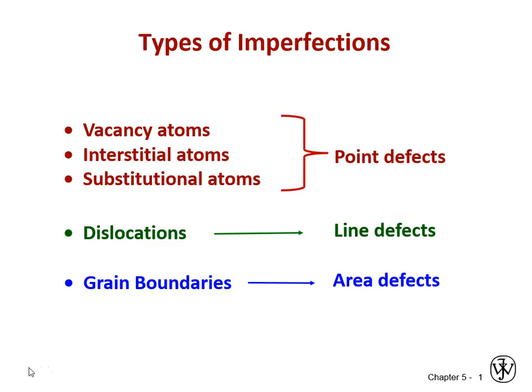This is chapter 5 in the Callister text, and we're going to be speaking today about imperfections, especially in crystalline materials. These are very important for having materials move and for diffusing or migrating species from one part of a crystalline material to the other.